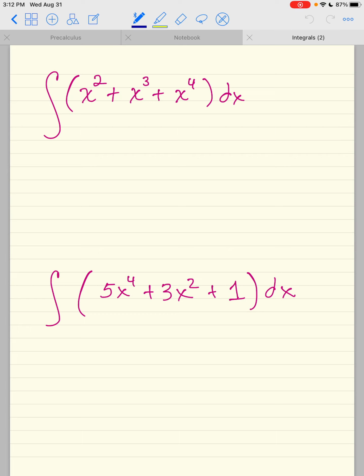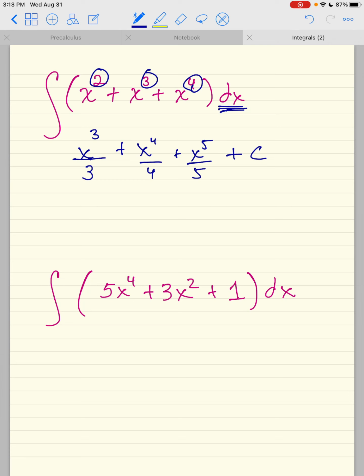Take the integral of x squared plus x to the third plus x to the fourth with respect to x. All we have to do is take this exponent, add 1 to it, so that becomes a 3, and then divide by that exponent. Take this exponent, add 1, and divide. Take this exponent, add 1, and divide, and then we're going to add a c for a constant.